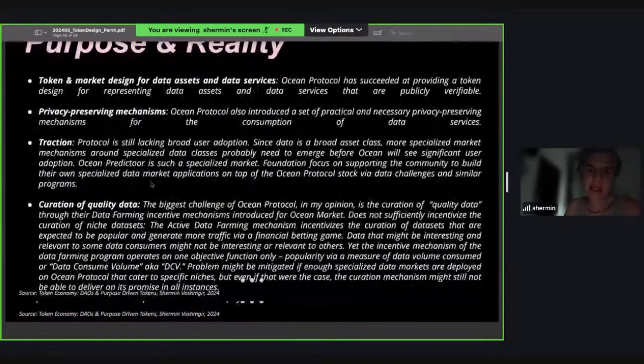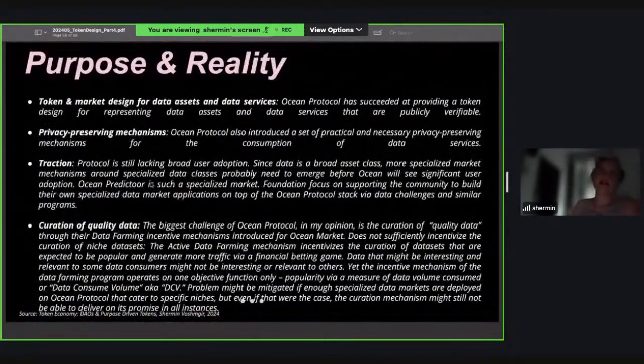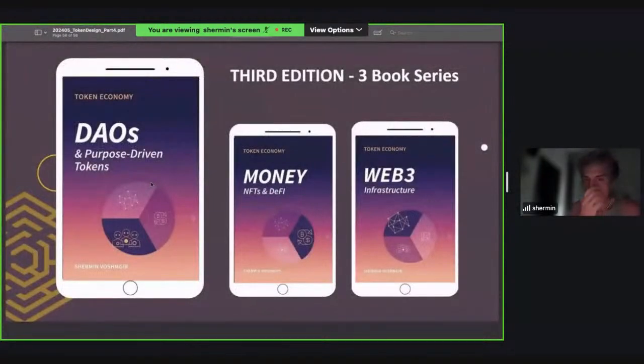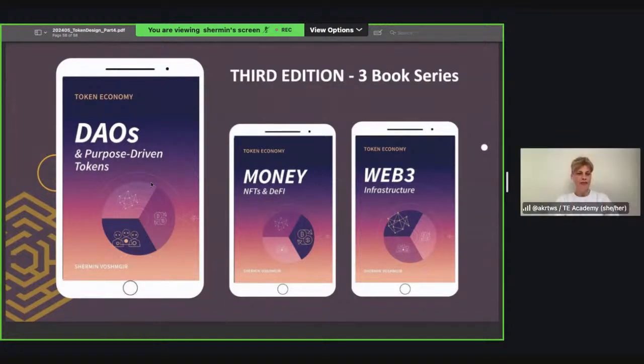Okay, so I think this is the end of my presentation. If you're interested to read up on more, in case you haven't, this use case is analyzed in more detail in the book DAOs and purpose-driven tokens. It's one of 6 use cases analyzed. Okay. Brilliant. Thank you so much.